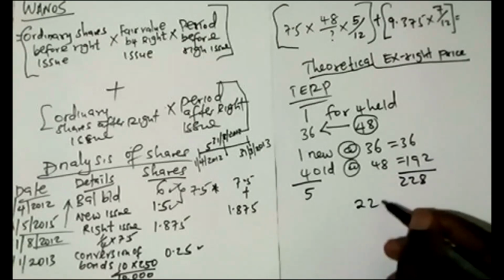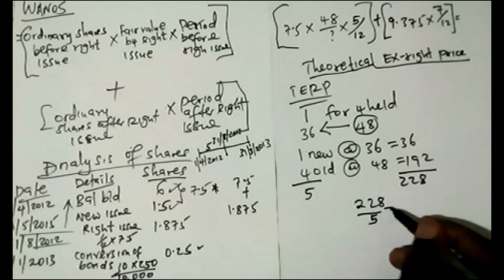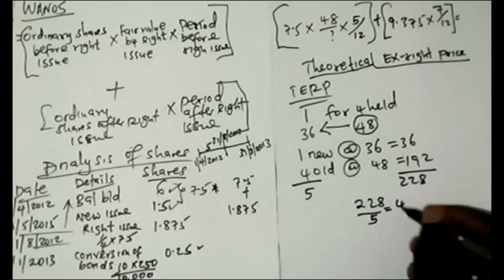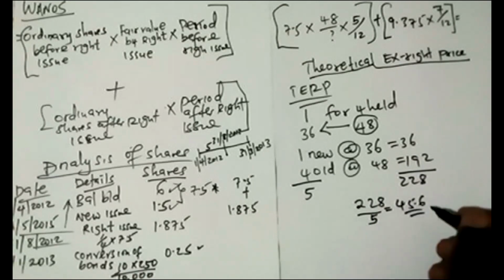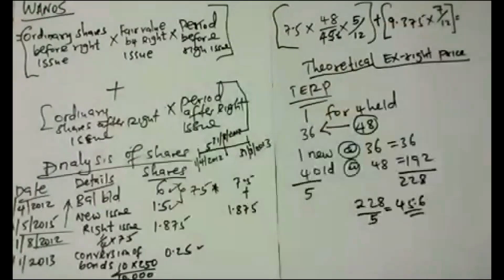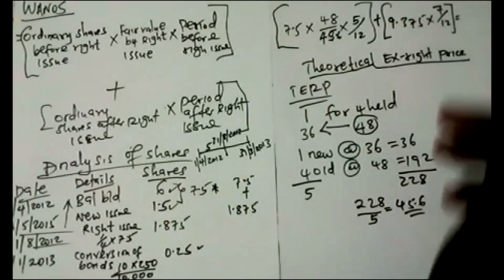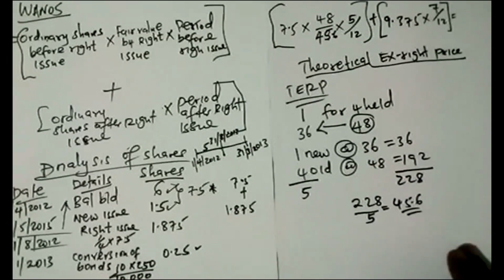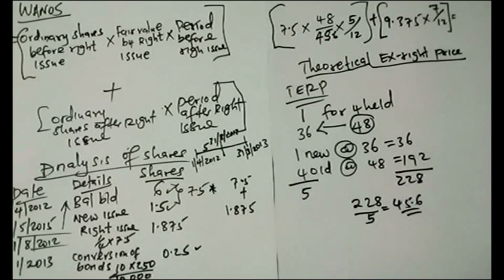So what you do, you divide the two. 228 divided by 5. So you get 45.6. So 45.6 is our theoretical X-rights price. The theoretical X-rights price. Since that is the theoretical X-rights price, we can be able to determine our weighted number of shares, because now it's just putting the figures in the calculator.